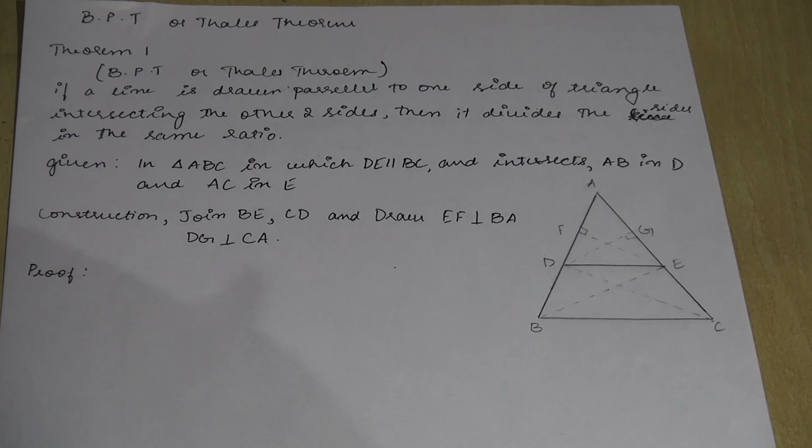Hey guys, I'm going to be doing BPT or Thales theorem. If a line is drawn parallel to one side of a triangle intersecting the other two sides, then it divides the sides in the same ratio.